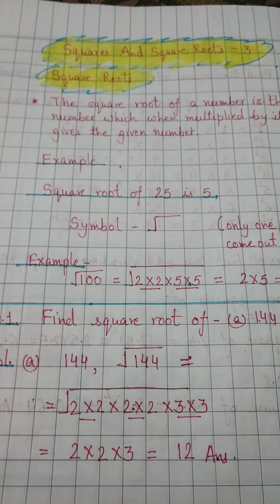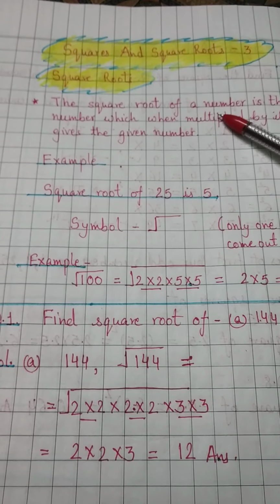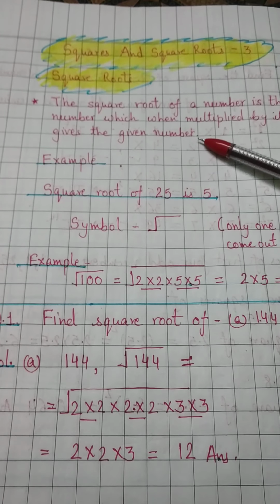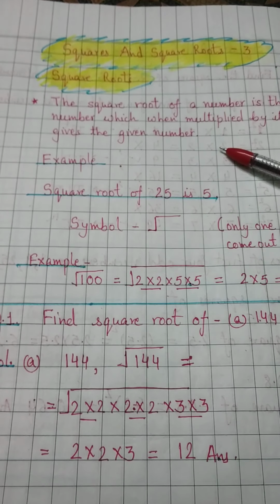In today's class we will do squares and square roots, part 3. So today we will do square roots. So what are square roots? The square root of a number is that number which when multiplied by itself gives the given number.